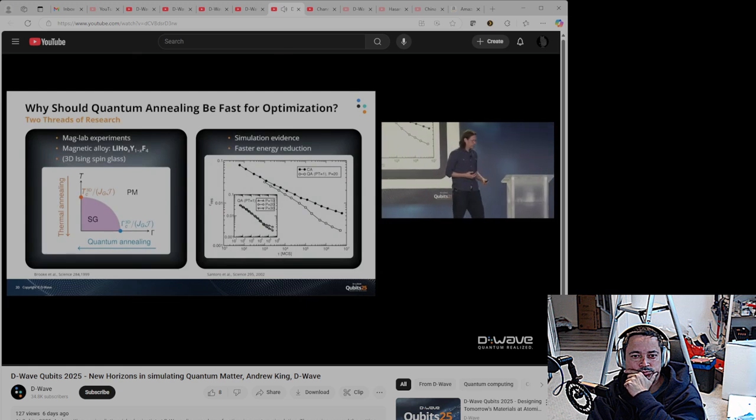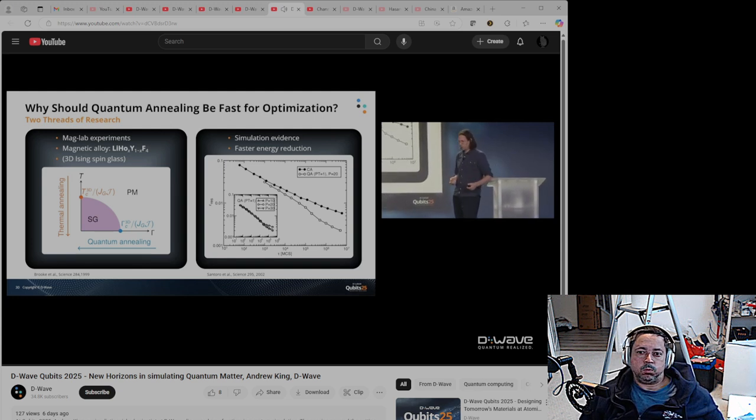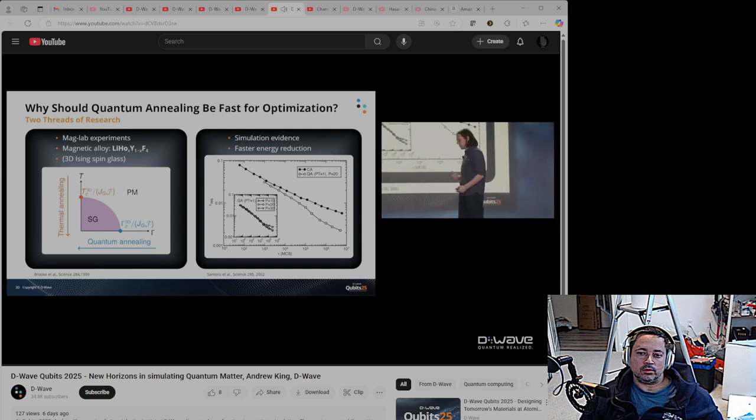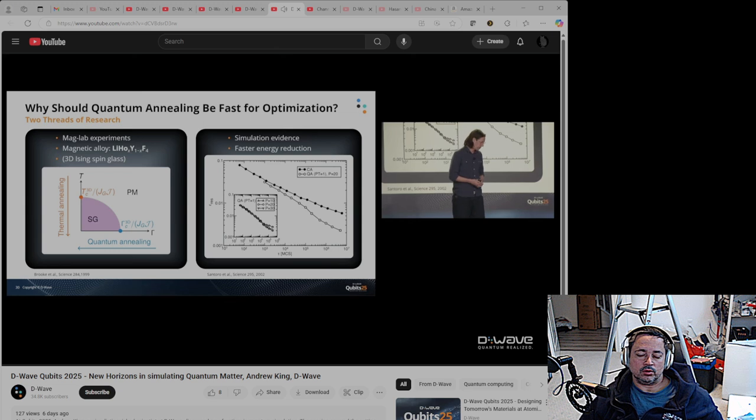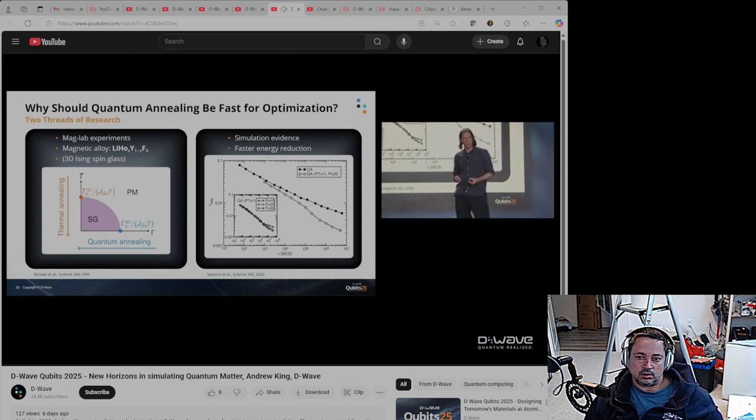Now, D-Wave started over 25 years ago, and we must have had some inkling that quantum annealing would be fast. This actually comes from a few different threads of research that were all occurring around the same time, about 25 or 30 years ago. So I'm just going to mention a couple of them. The first came from MagLab experiments.